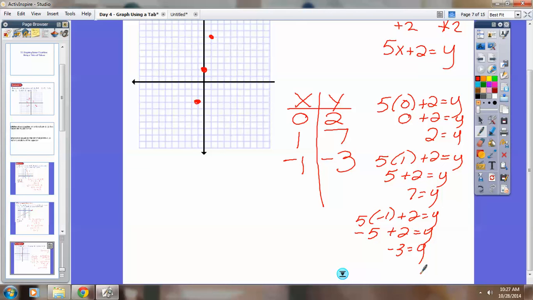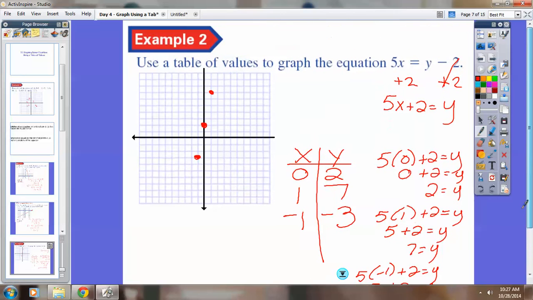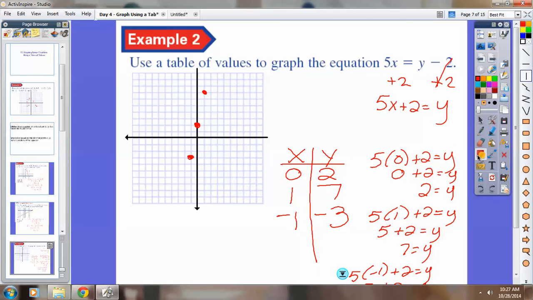What did you notice about these points when you plotted them on your graph? You notice anything? Are they just randomly placed? Randy? They make a straight line. They make a straight line, and that should always happen if you're graphing a linear function. If they're not in a straight line, you probably did something wrong when you're calculating over here. So take your straight edge, if you would, and draw a line through those 3 points, just like we did yesterday.